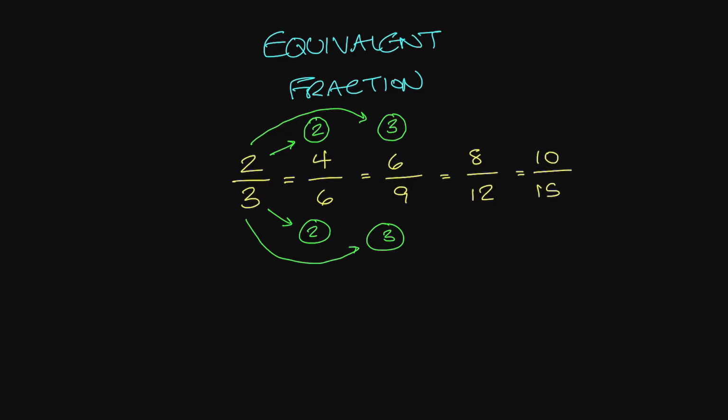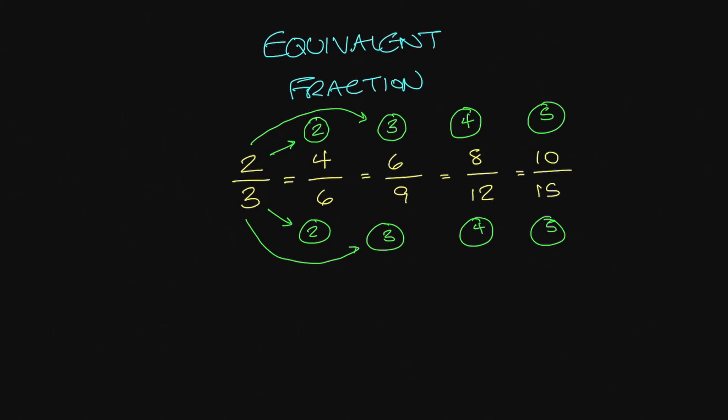And I can continue to walk that out. This multiplier is 4 because 2 times 4 is 8, and 3 times 4 is 12. And this multiplier, meaning when I say multipliers, what I'm multiplying the original fraction's numerator and denominator by to get the new numerator and denominator. So 2 times 5 is 10, and then 3 times 5 is 15. So when you see the multiplier, that's what I'm talking about.